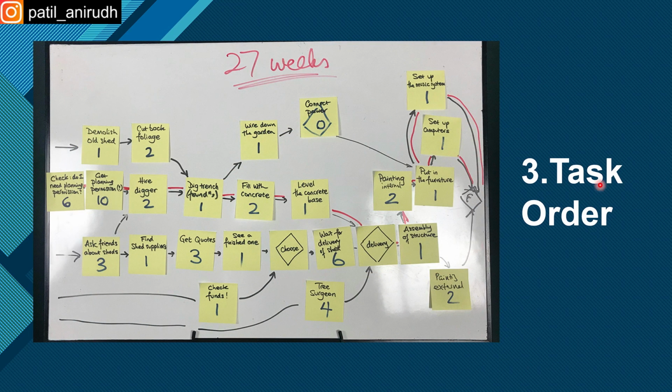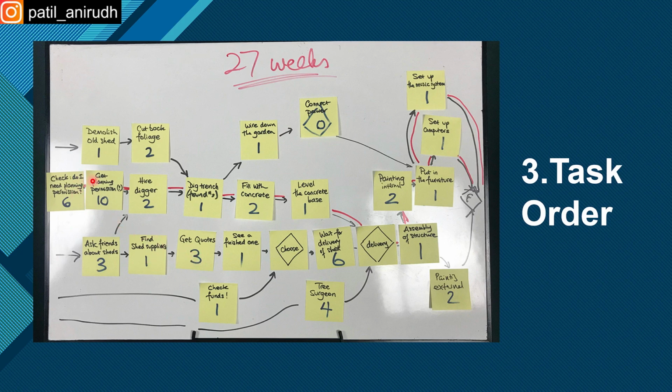Next is task order. Task order is very necessary to put things into proper structure, so that you can have the critical path. The critical path is the path that might take the longest time in your project. Here you can see he is checking the funds first. Then check funds, tree surgeon, ask your friends, find shared supplies. These are not that critical tasks, you can do them anytime.